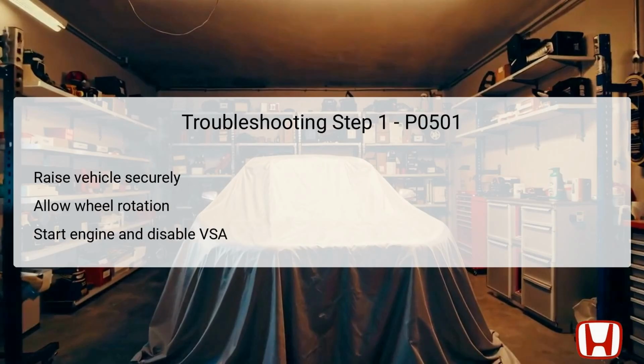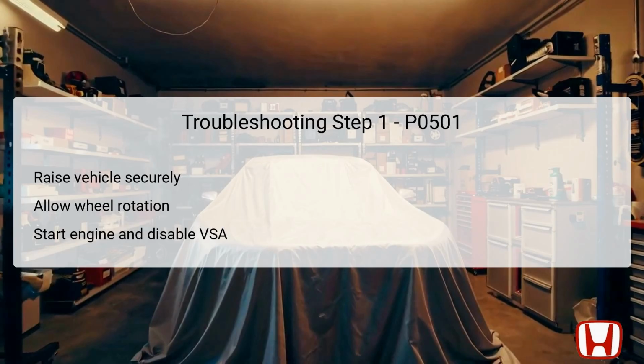In the first troubleshooting step for DTC P0501, it is essential to raise the vehicle on a lift safely. This allows access to the undercarriage while the vehicle remains stable. Once elevated, ensure that the four wheels can rotate freely, as this is crucial for subsequent testing.